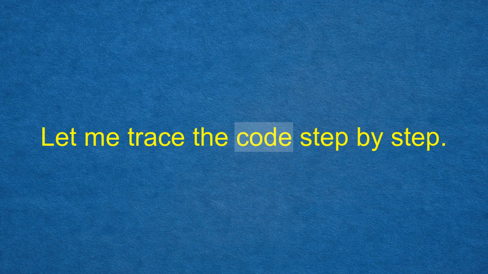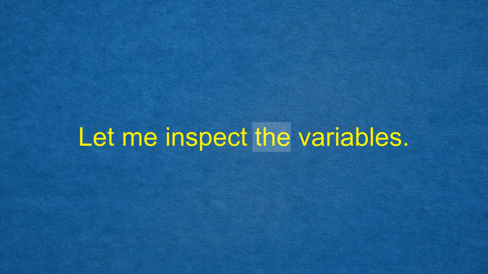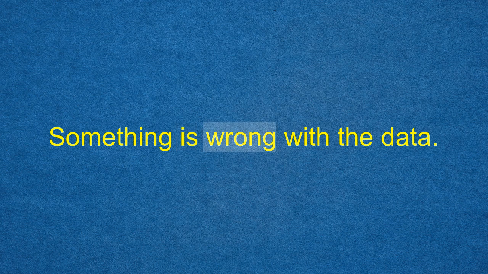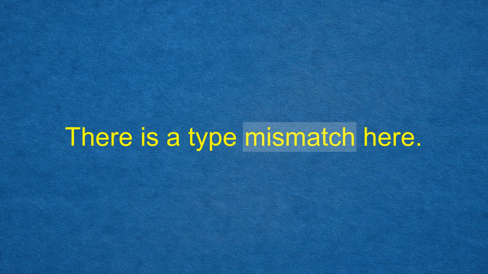Let me trace the code step by step. I will add some breakpoints. Let me run it in debug mode. Let me inspect the variables. The value changed unexpectedly. Something is wrong with the data. The data type is not correct. There is a type mismatch here.